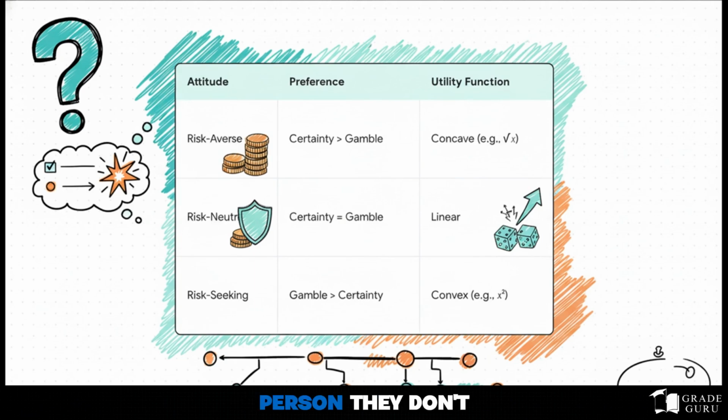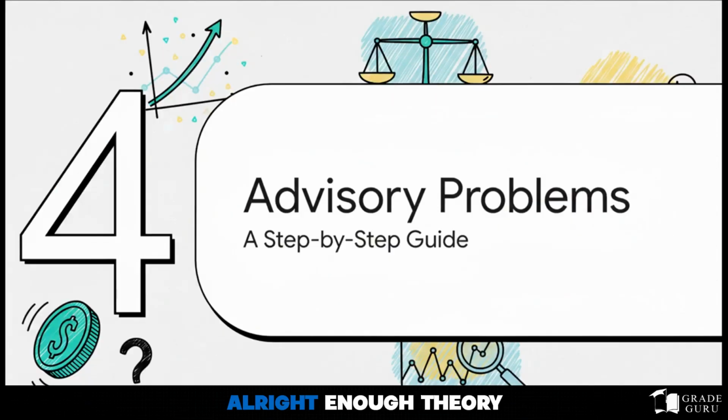A risk-neutral person, they don't care either way, so their function is a straight line. And a risk seeker, well, they love the gamble, which is modeled by a convex function. All right, enough theory. Let's put this into practice. The first big type of problem you'll see on the exam is the advisory problem. This is where you have to figure out the best course of action when the outcomes aren't certain.